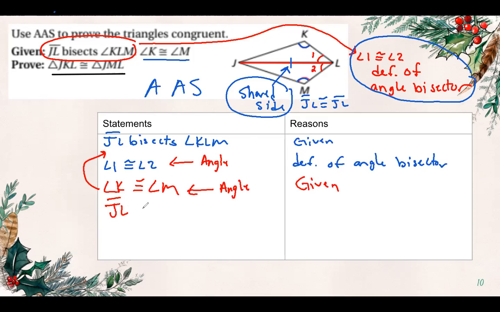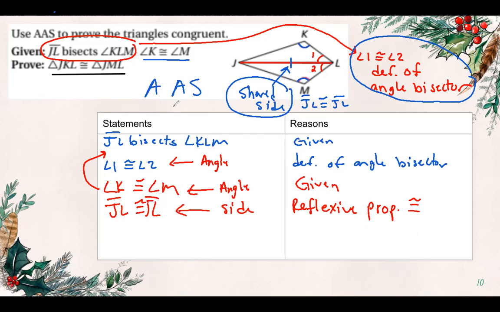So JL is a shared side. So JL is congruent to JL. Remember, shared sides, we call this the reflexive property of congruence. Or you could say it's a shared side. That would be okay too. Fine, and that was our side.